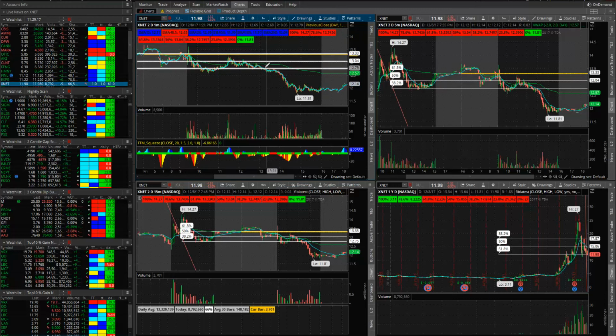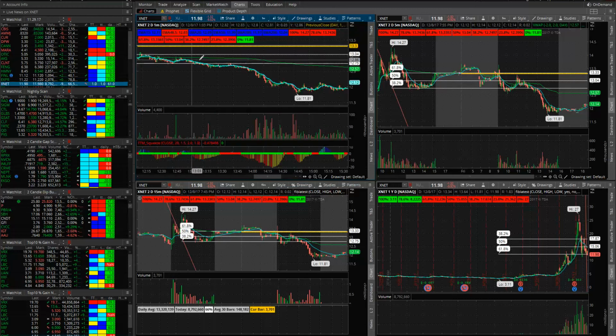With Thinkorswim, I wouldn't have been able to short this because I'm not putting 100 grand in Thinkorswim. If I make 100 grand in Thinkorswim, I usually pull it out. I'm not going to keep that much risk on. So yeah, you could have taken this short.